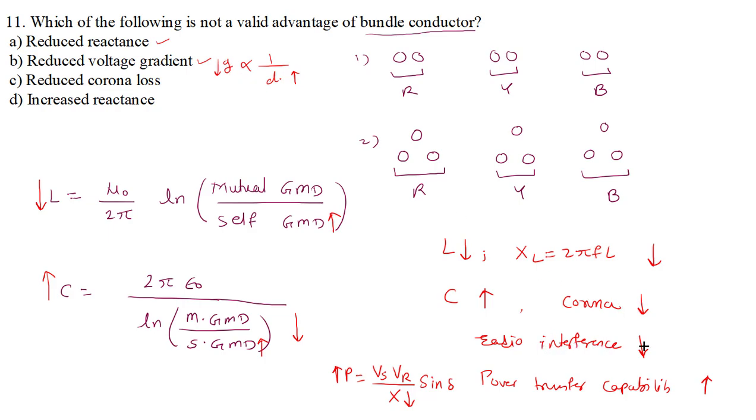That's why radio interference is reduced. So this is correct. Reduced corona loss, that is also correct. Increased reactance, which is not correct. Okay, and it is asked which is not the valid advantage. So the correct answer will be option D.